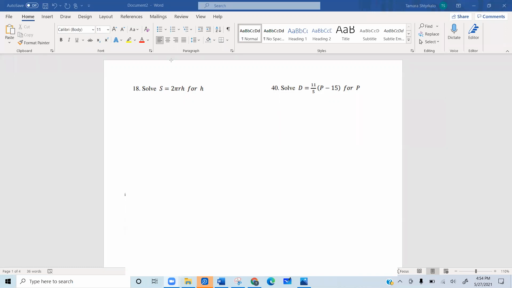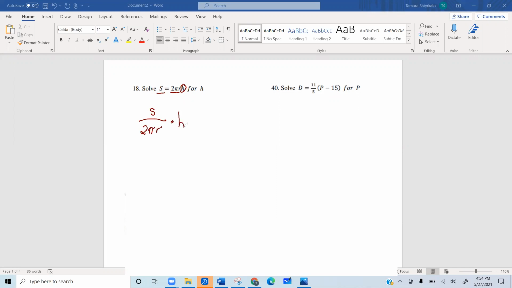Sorry, my pen was in the wrong color. All right, practice solving for h. So we want to solve for that h. We're going to treat everything else like it is a coefficient. So all of this that's left over, you're going to divide both sides by that so that you will get s over 2 pi r, and that equals h.